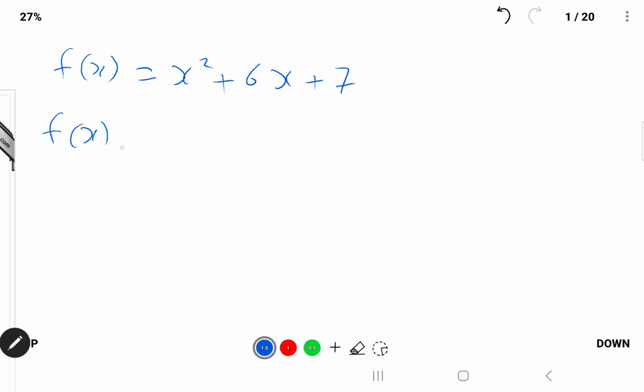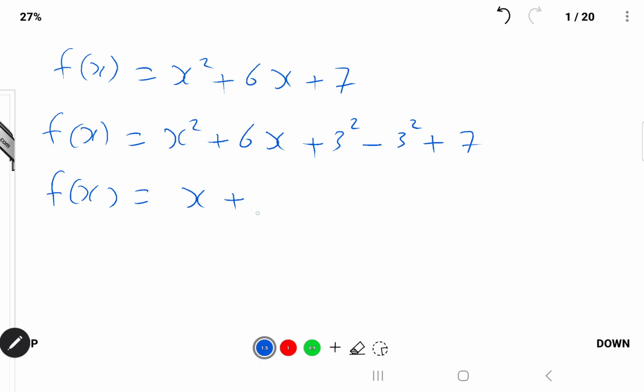So f(x) is equal to x squared plus 6x plus, I'm going to take now half of this number and square it, which means 3 squared. And then I will subtract 3 squared in order not to change the main equation of the function, and then plus 7. Now from here you can write it in this form. f(x) is equal to (x plus 3) squared minus 9 plus 7.